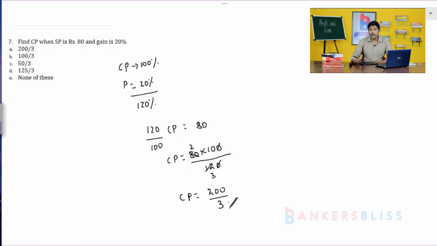See, very simple. I have already told you what to take and how to take. You take cost price as 100% and you add the profit to the cost price to get the selling price. So 100% plus 20%, you got 120%. For that 120% of cost price, you get the selling price. So after simplification, you got cost price as 200 by 3. So option A is the right answer. Okay, very simple problem. Let's go to the next problem, problem number 8.